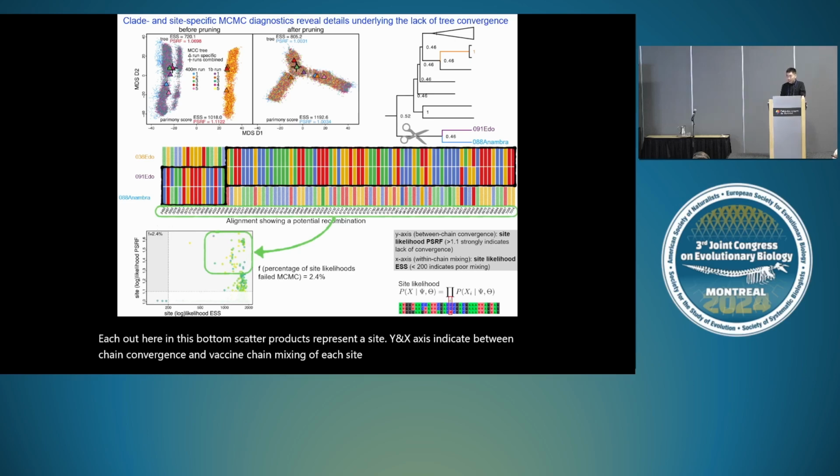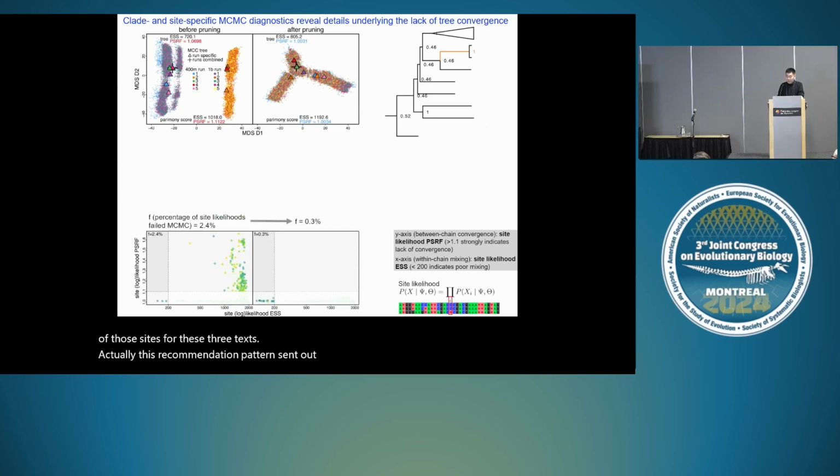Again, let's hide the good performance sites and focus on the 2% of sites that failed. When we list all the nucleotides of those sites for these 3 taxa, this recombination pattern stands out immediately. And after removing these 2 taxa, the sites that exhibit convergence failure also disappear.